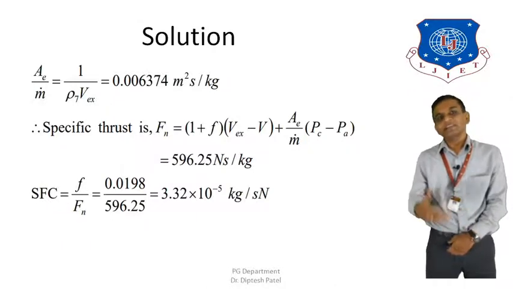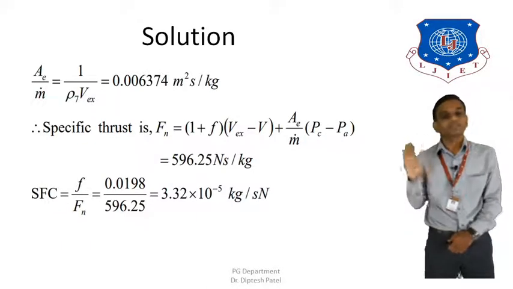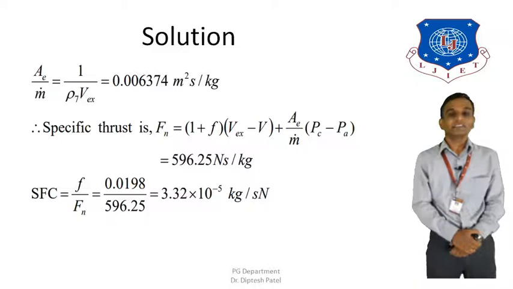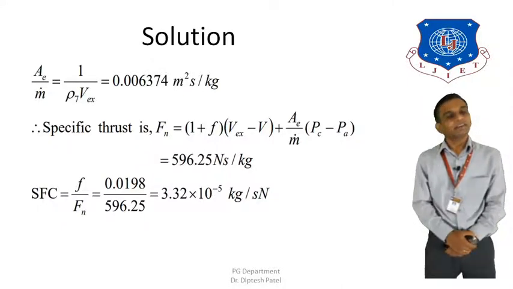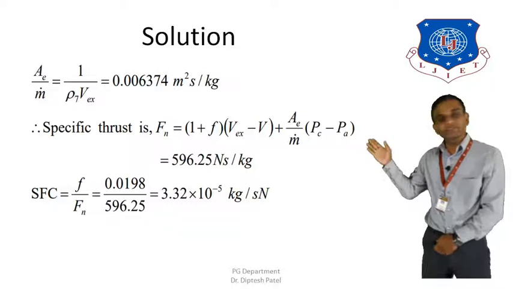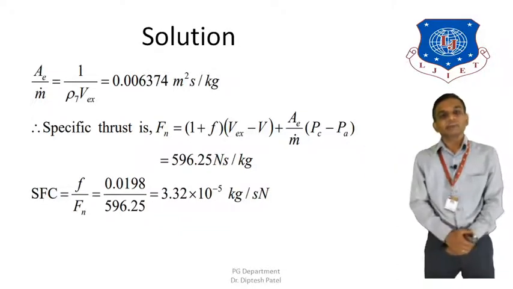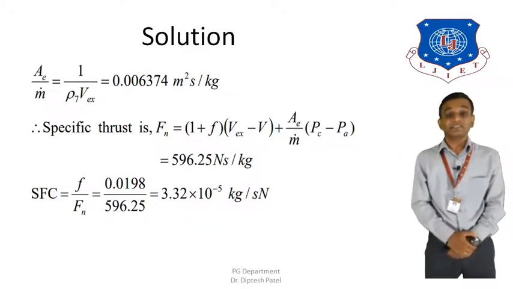And then after, we will calculate the specific thrust. So here the specific thrust is Fn, which is equal to 1 plus F in another bracket Vex minus V plus Ae upon M in another bracket Pc minus Pa. Now let's put the values in these equations, and on the basis of that I should be able to get the specific thrust, which is equal to 596.25 Newton second per kilogram.